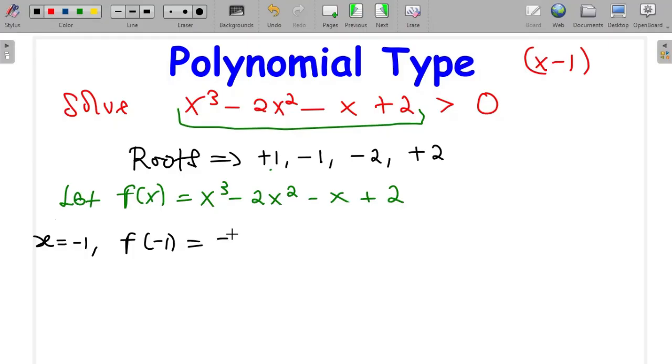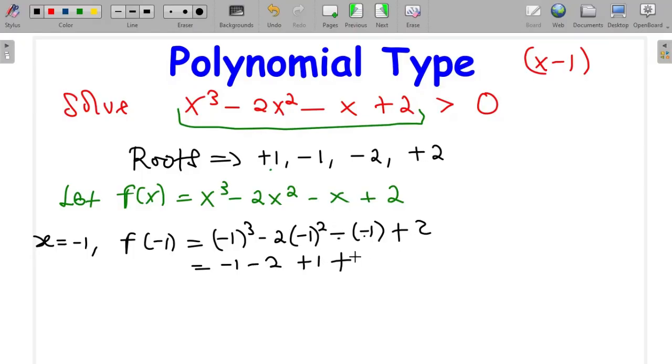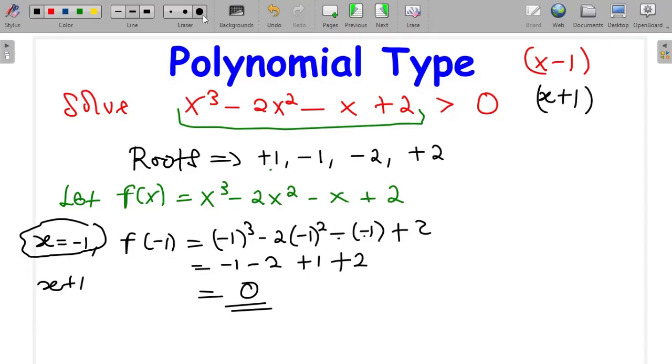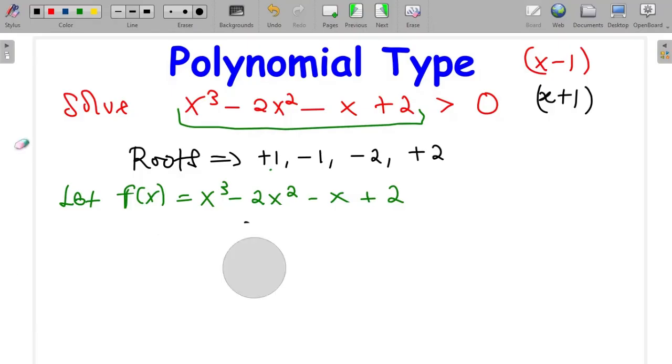So this will be equal to minus 1 to the power 3 minus 2 times minus 1 squared minus 1 plus 2. So minus 1 to the power 3, that is simply minus 1. And then inside here, minus 1 squared, that's positive 1, multiplied by the 2, I get minus 2. Negative and negative, they give me plus 1, and then I have plus 2. So this also gives me a 0. So it means this guy here is a factor, so I just take the negative 1 to the other side. So that would be x plus 1. So x plus 1 is also a factor.